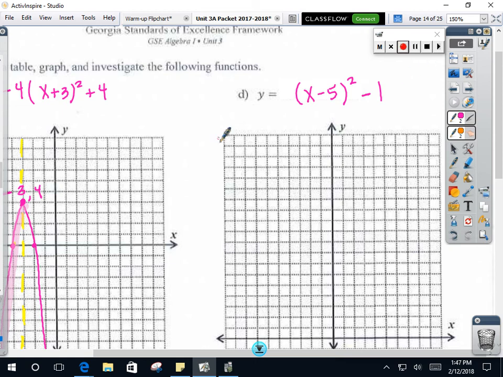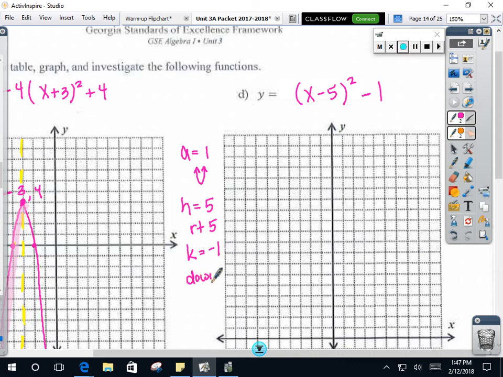Okay, for this one, what is the a value? Which tells you what about the parabola? It's not going to do either. It has to be greater than 1 to stretch, less than 1 to shrink, so this one is neither. What else does the a tell you, though? Right, and it's going to go up because it's a positive 1, right? Okay, what is the h value? Which will shift the vertex how? Right, 5. And what is the k value? Which will shift it how?